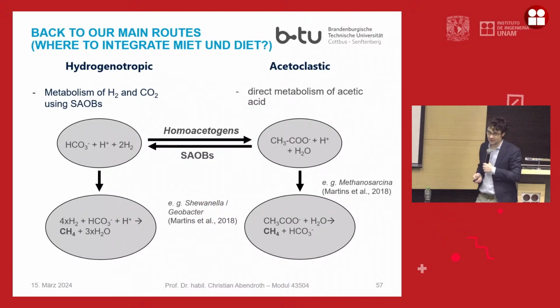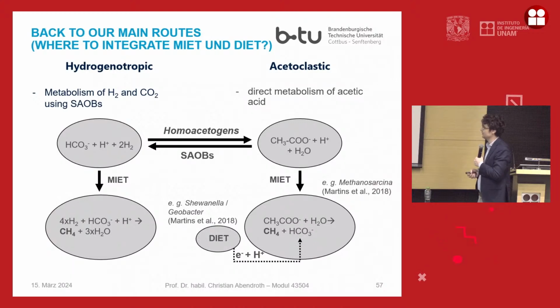Now we could try to integrate this in our pathways into the hydrogenotrophic and the acetoclastic ones. So we have the MIET, which we know already very well. And then we could assign the DIET here, which sends the electrons and the protons into this Methanosarcina. Since this work from Walker et al., we know that also the opposite could be possible. So the electrons and protons could also go from here to here. I still have to correct this.